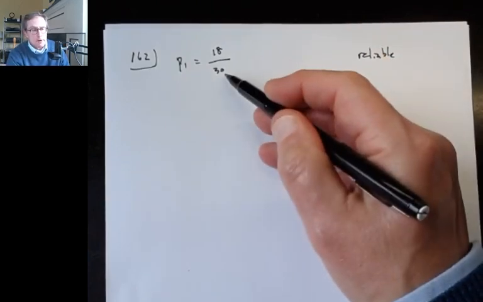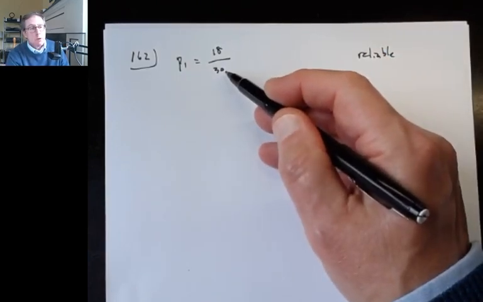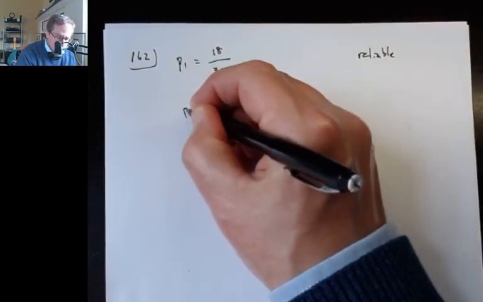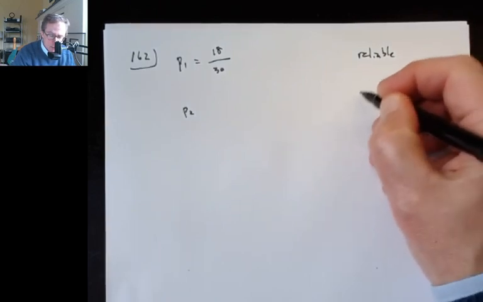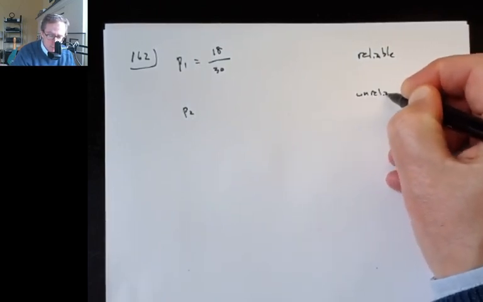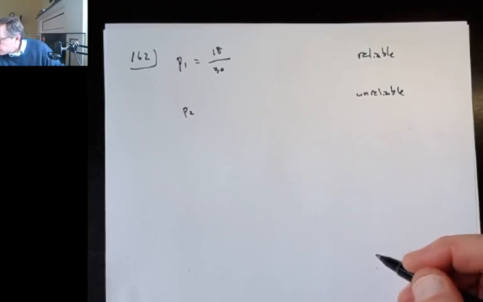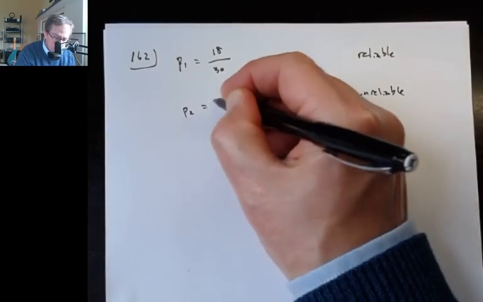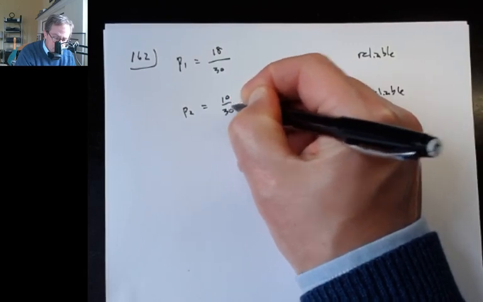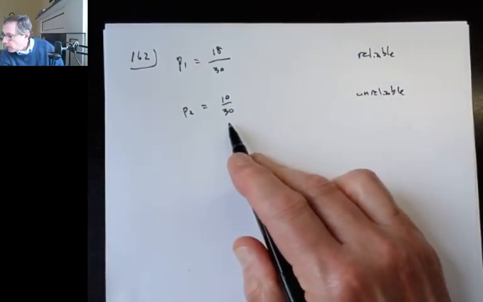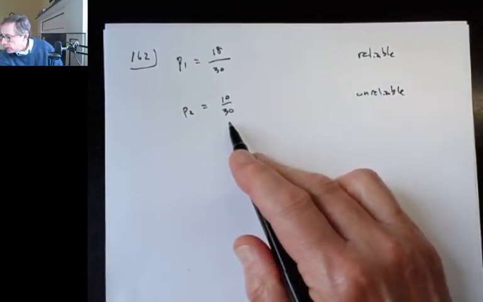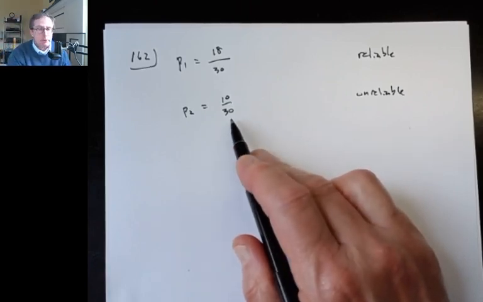Where did I get the 30 from? It's 18 plus 12 because they had a total of 30 babies. Okay, what is P2? That's of course the unreliable, the liars. Unreliable adults. And that was 10 out of 30. And again, where did I get the 30 from? Well, on the unreliable row, there's a total of 10 plus 20, so I got 30.